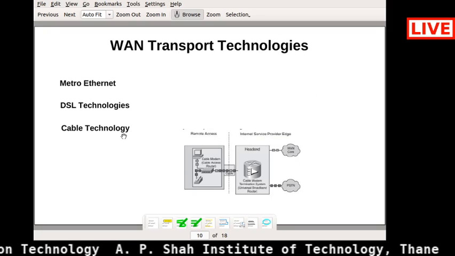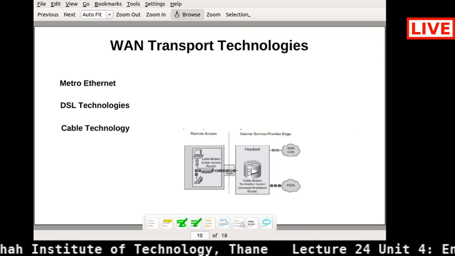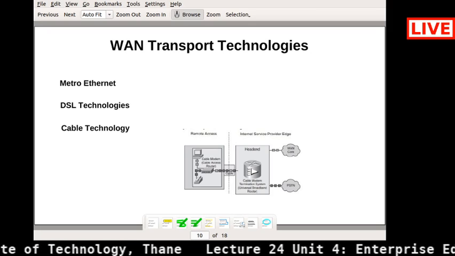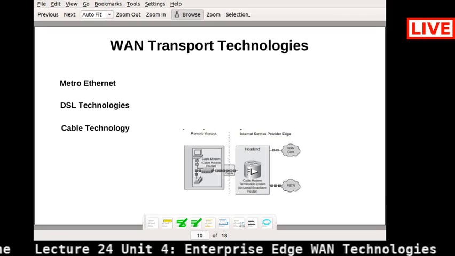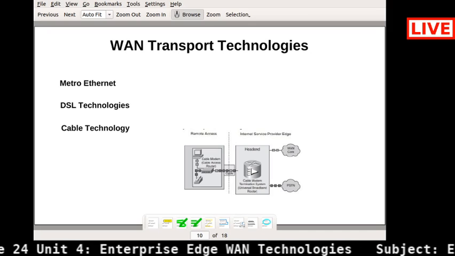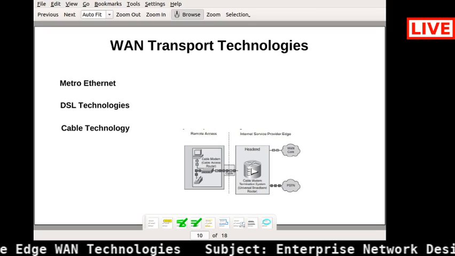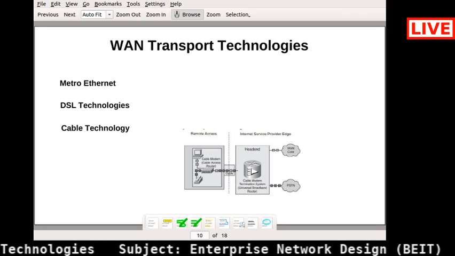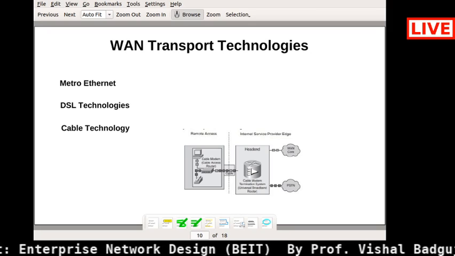Then we have metro Ethernet. A service provider can offer a metro Ethernet service to deliver voice, video and data networking. Metro Ethernet provides a data-optimized connectivity solution for your metropolitan area network or wide area network.